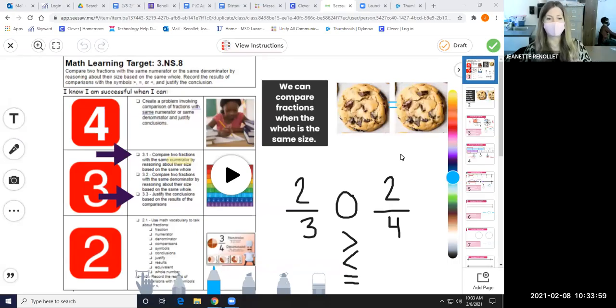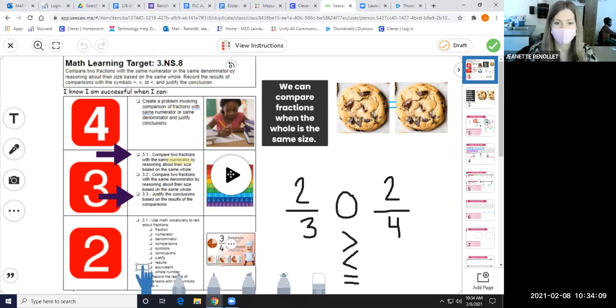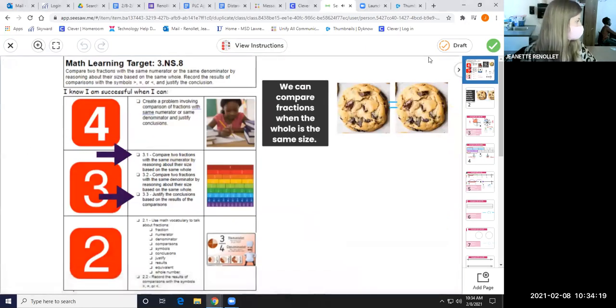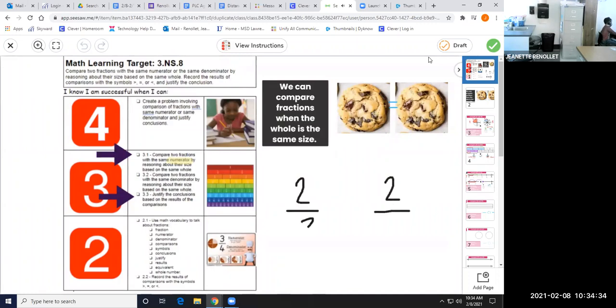In math today, we are continuing working with fractions. We're going to listen to our success criteria today about how we're going to practice this skill. Our learning target is to compare two fractions with the same numerator. Today, we're going to be focusing on fractions that have the same numerator, but their denominators are different.